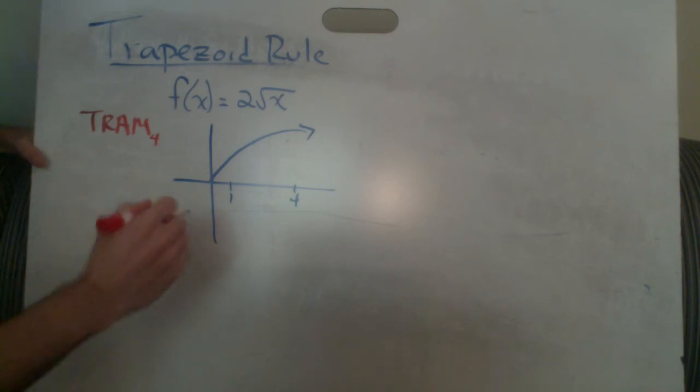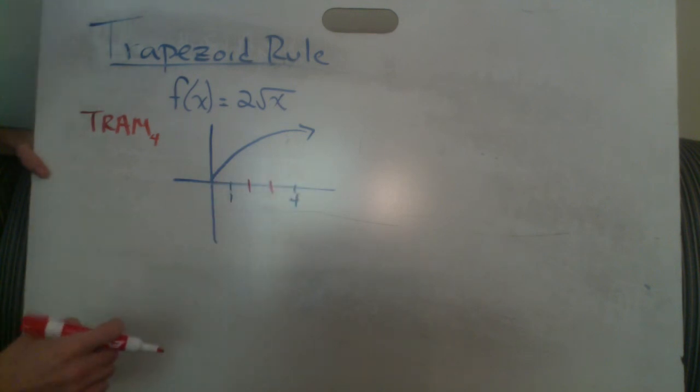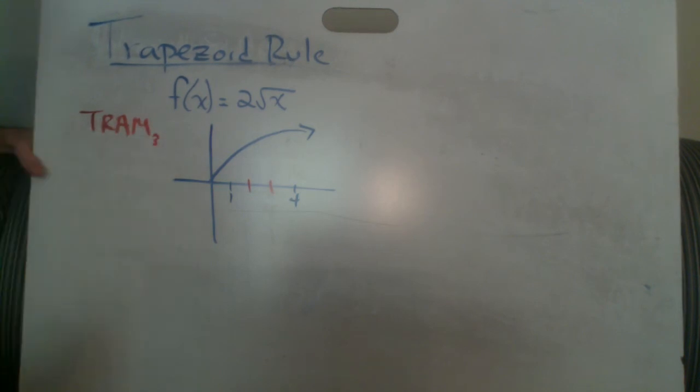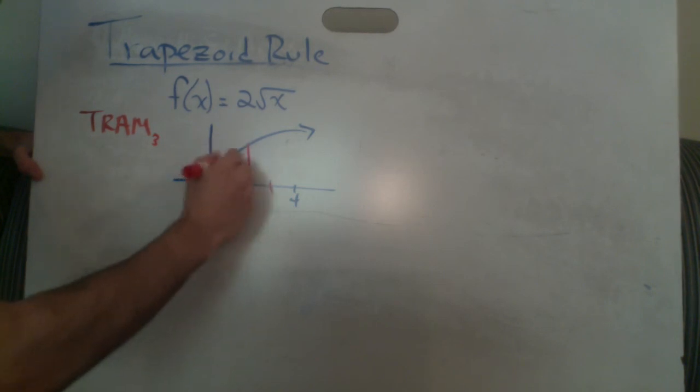Okay, so let's do it. So that means I need 4 partitions. 1, 2, 3. Oh, maybe I should make it 3. Make it even nicer. Let's have it be TRAM 3. Sorry about that. And then we'll just sketch in our trapezoids here.